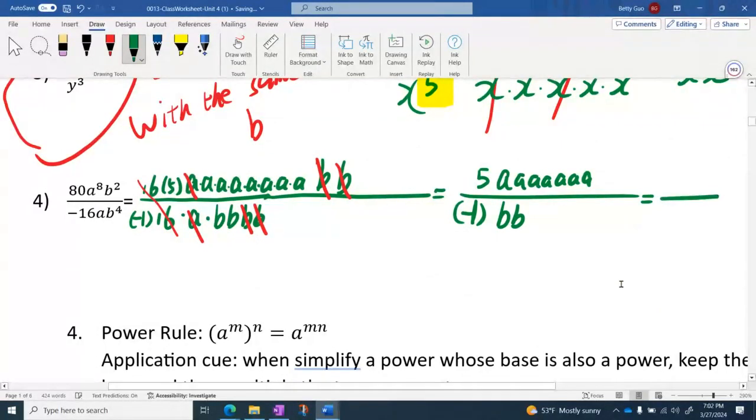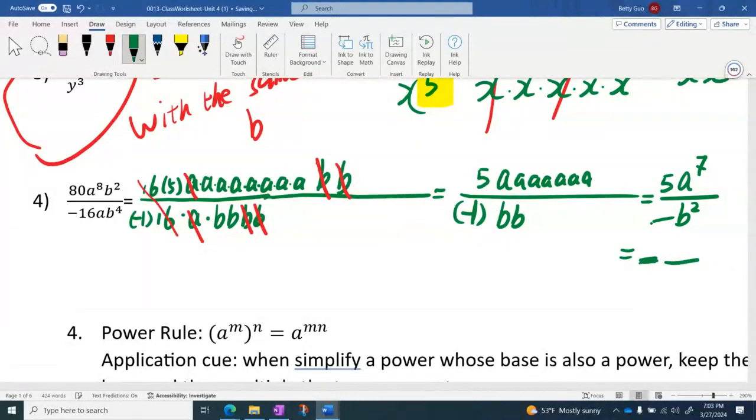And now we can simplify. Numerator is 5. We can write this repeated multiplication as an exponential expression. 1, 2, 3, 4, 5, 6, 7. So a to the power of 7. And the denominator is negative b squared. And this is good enough. But you can also write a negative sign in front of the quotient.